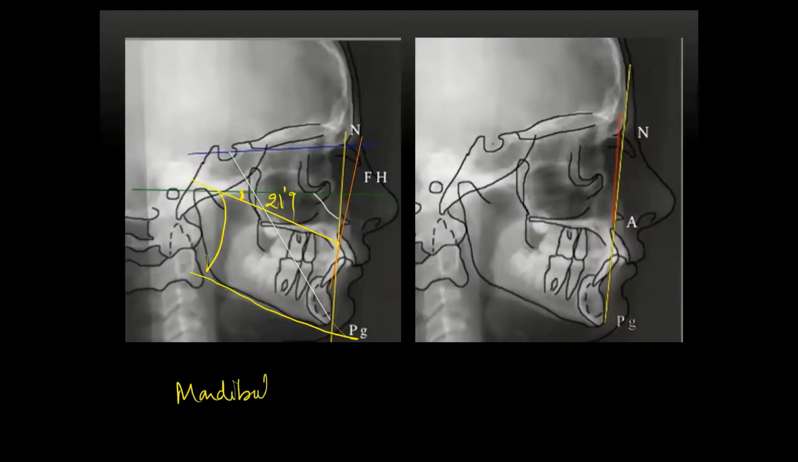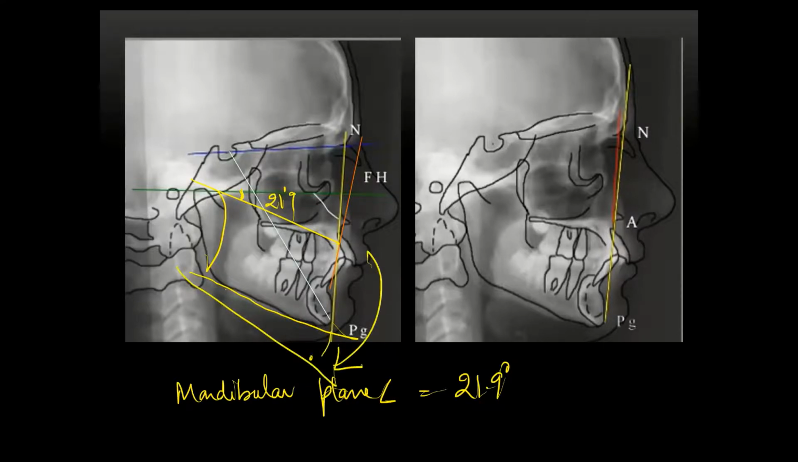Mandibular plane angle is 21.9 degrees. What will happen if it increases? If it increases, it means the menton will be way down like this. So this is a downward rotation. So it would be a downward rotation or a hyperdivergent case.